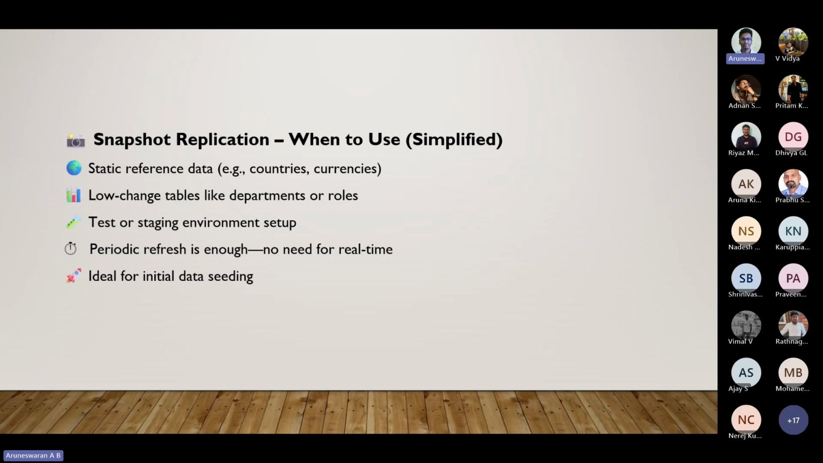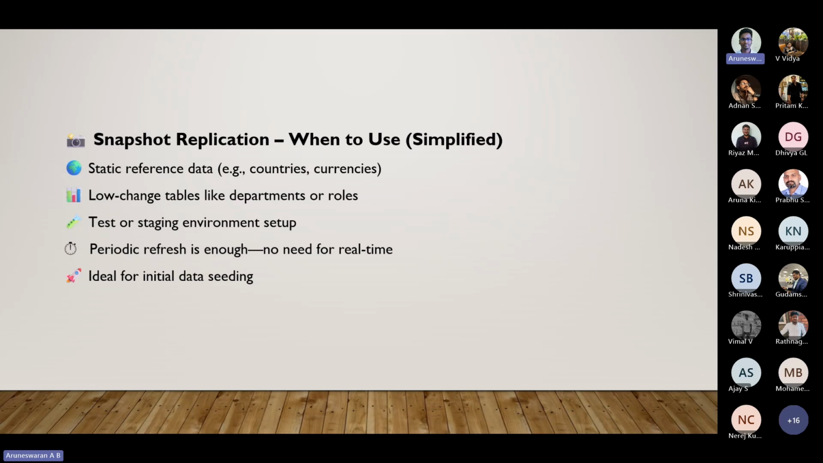Second, we are going to load slowly changing tables like department or roles. In our university, we have many departments, exam schedules, and structures. They will not change frequently. Every 6 months, the timetable changes according to the semester. For that kind of table, where we have to generate reports, we can go for the snapshot replication.